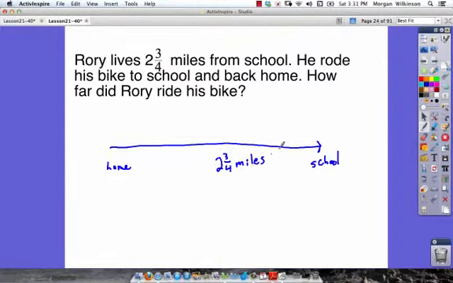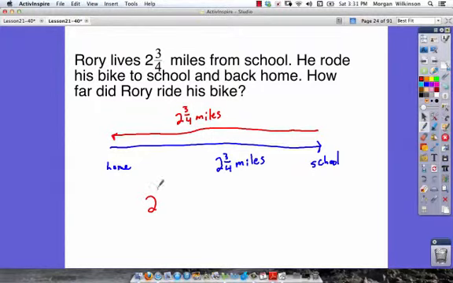After school ended, Rory got back on his bike, and he went from school to home. That's 2 3/4 miles. So how far did Rory ride his bike? Well, he rode 2 3/4 miles there, 2 3/4 miles back. To figure it out, we're going to have to add those together. 2 3/4 plus 2 3/4. Let's see what we get.